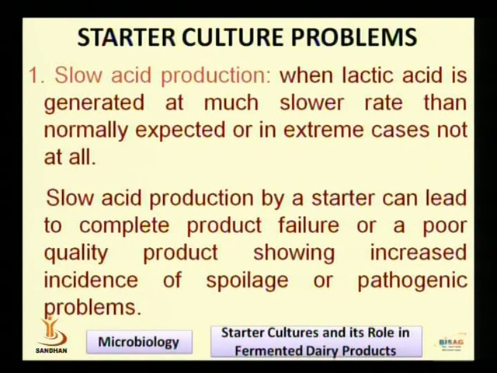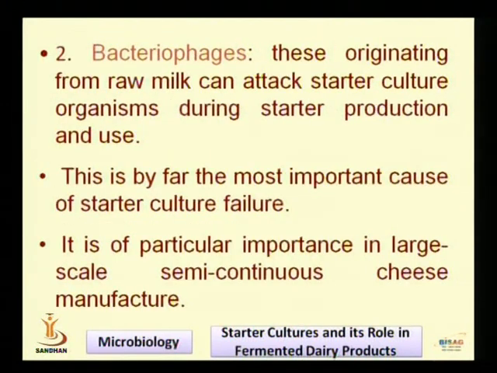One most important problem is slow acid production. When lactic acid is generated at a much slower rate than normally expected, or in extreme cases not at all, this can lead to a complete product failure or a poor quality product showing increased incidence of spoilage and pathogenic problems. So you can say that acid production should be at an optimal rate. Slow or fast acid production can reduce the quality of starter cultures.